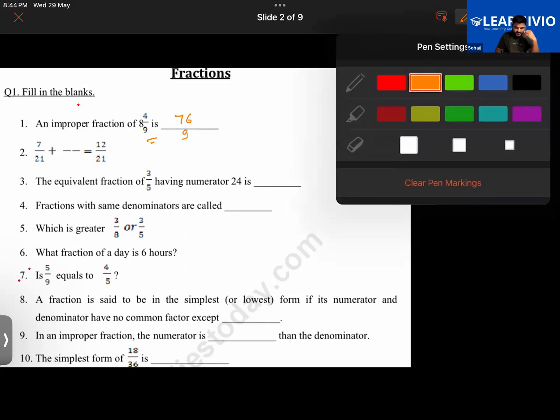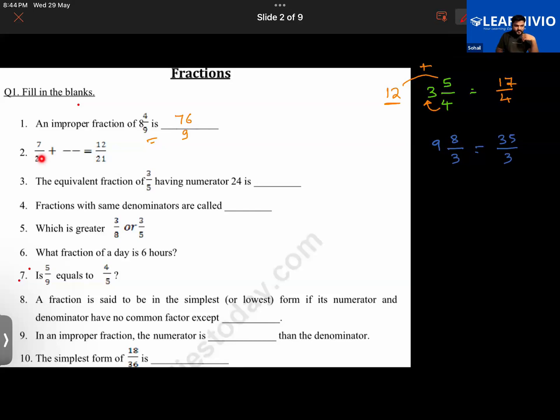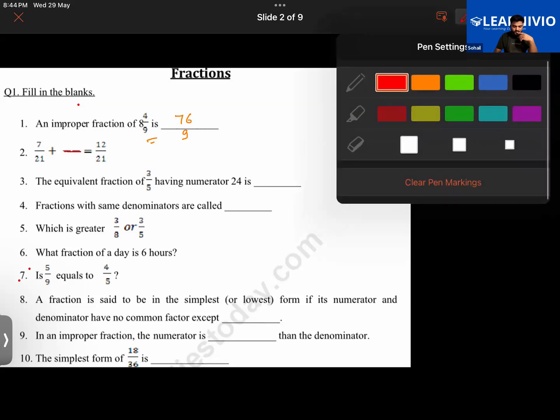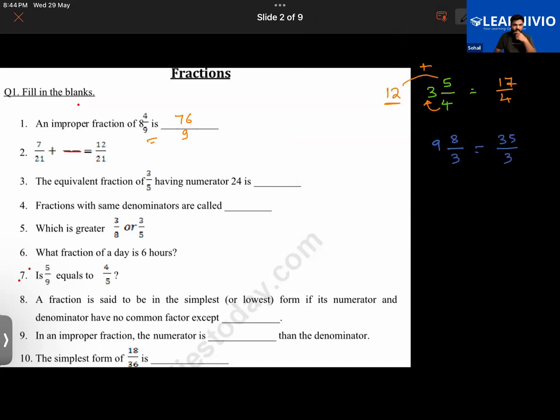Good. Okay, next question. The question says: what should be multiplied to 7 upon 21 so that the resultant value is 12 upon 21? What should be multiplied to it? One logical way to answer this question is to look at the two fractions, 7 upon 21 and 12 upon 21. Aren't they like fractions? Yes, they are like fractions.